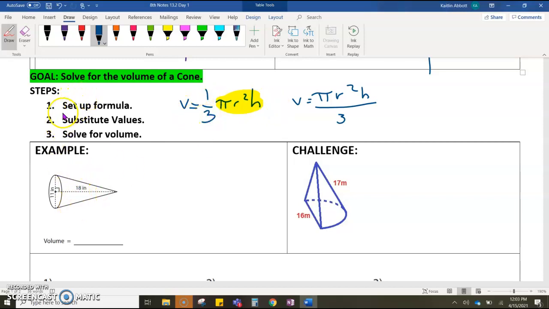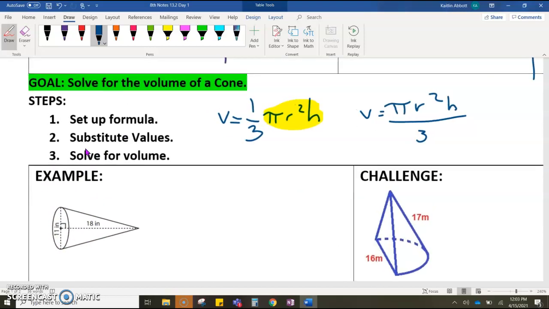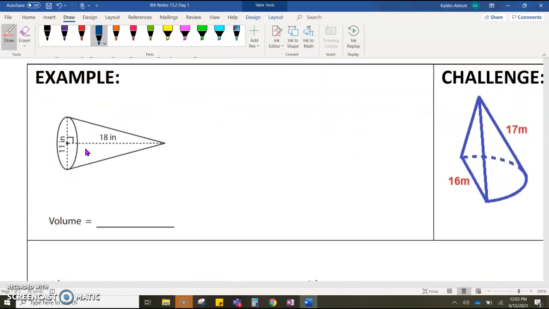So let's figure these out. So we're going to set up the formula. So remember, we need the r, radius, which is half of a circle. In this one they give us the whole one. We don't want that. So I'm going to zoom in here. So let me rewrite: volume equals 1/3 pi r squared times height.